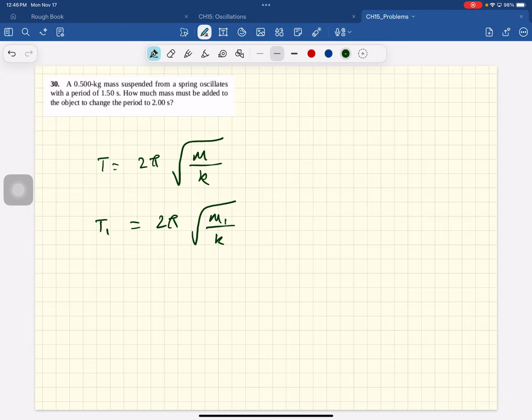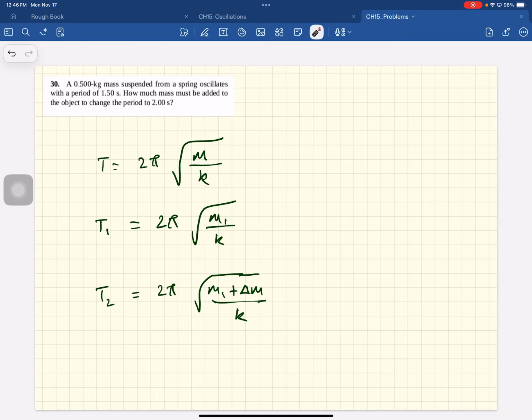And then T2 is the period with m1 plus delta m divided by k. Okay, so then you added some mass. The period went from 1.5 seconds to 2 seconds. M1 was 0.5 kgs. All right, so let's just take the ratio of the two. If you take the ratio of the two, all the stuff cancels and you don't have to find that.